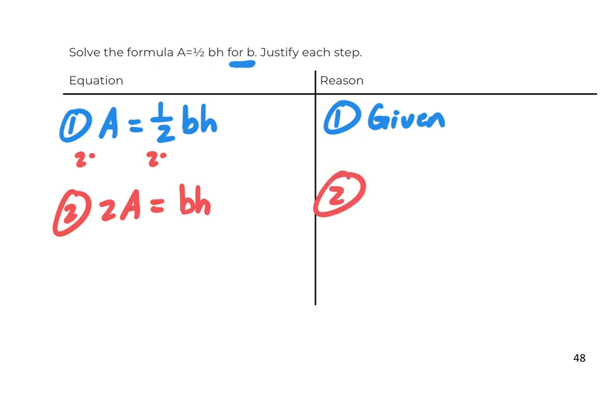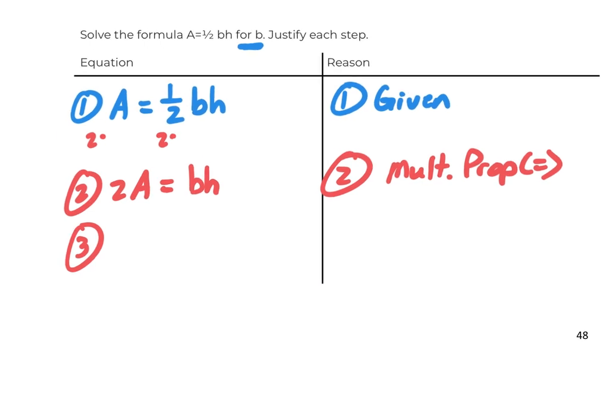Okay, what property do you think we would put here? Multiplication. Good, because that's what we did, right? We multiplied by 2 on both sides, so that's the multiplication property of equality. Okay, for step 3, we're trying to get b by itself. What's happening with b and h? They're multiplying, right?